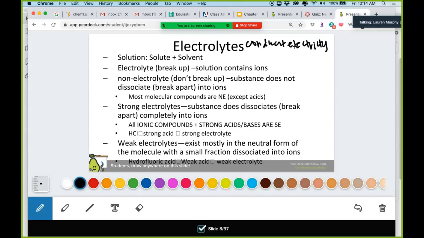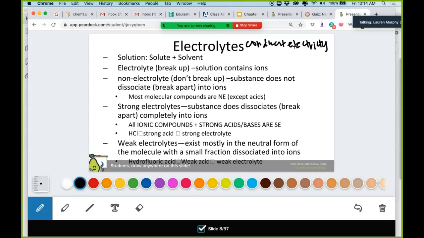And they are able to do that because electricity is a flow of electrons, which are charged particles, and electrolytes have charged particles floating around in them. So anything that can break up into positive and negative charge is considered an electrolyte and has the ability to conduct electricity. You might have heard the word electrolyte in everyday life.